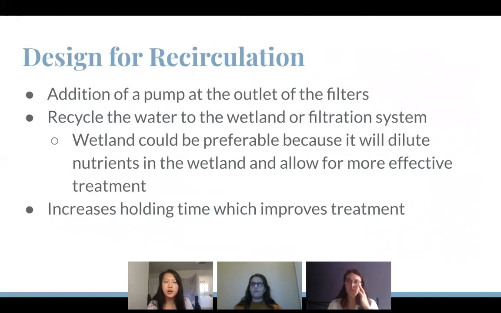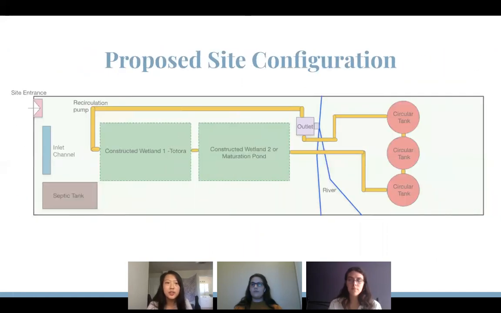So the second part of our design, we designed for recirculation of the effluent, and this would be an addition of a pump at the outlet of the filters to recycle it back through the system and essentially dilute the nutrients of the wetland to allow for more effective treatment. This will reduce pathogens and also dilute the bacteria, so increasing the holding time would only improve the quality of the effluent. Our proposed site diagram utilizes the potential space at the back of the site and will include 3 circular tanks with the recirculation pump installed.